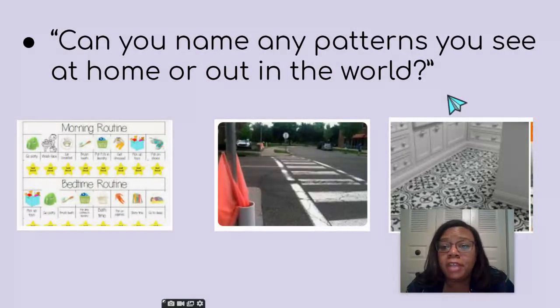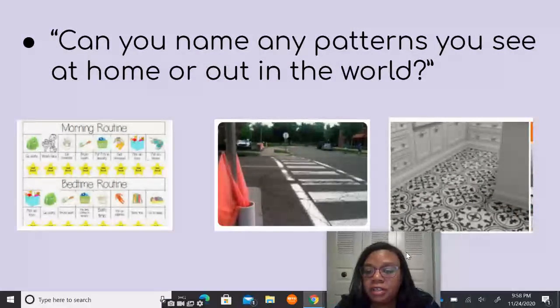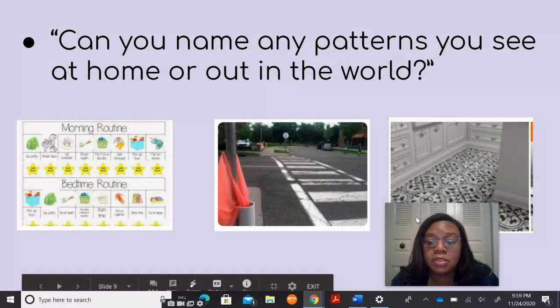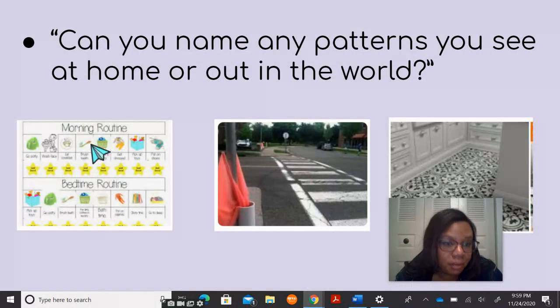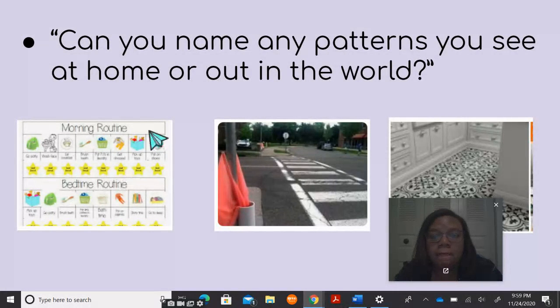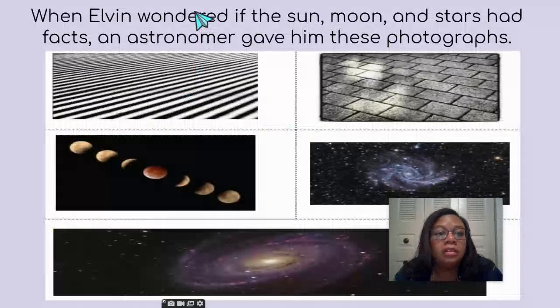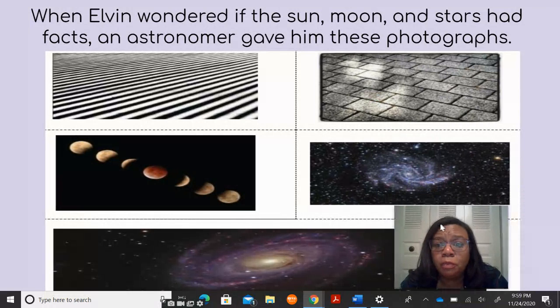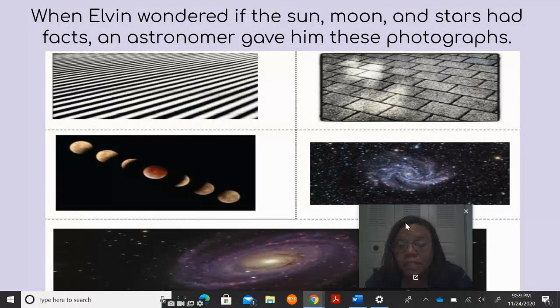Can you name any patterns that you see at home or out in the world? So here's a pattern of tile on a floor. Here's a pattern of a crosswalk. And then here's a pattern in a chart. When Elvin wondered if the sun, moon, and stars had facts, an astronomer gave him these photographs. So here's some more patterns that we didn't see before.